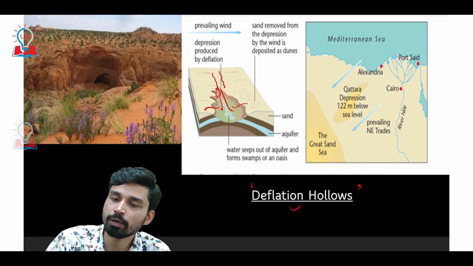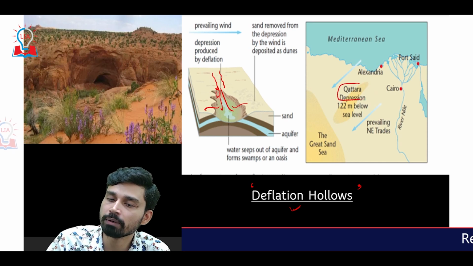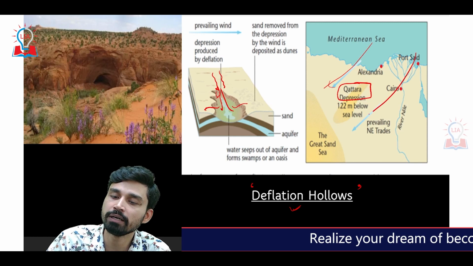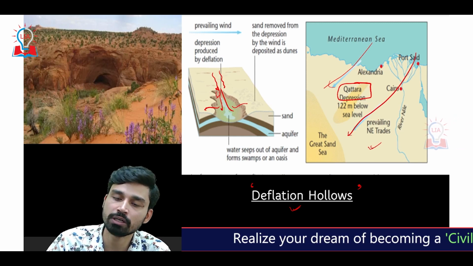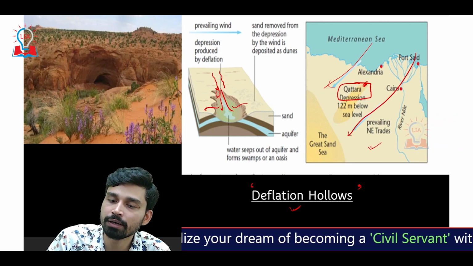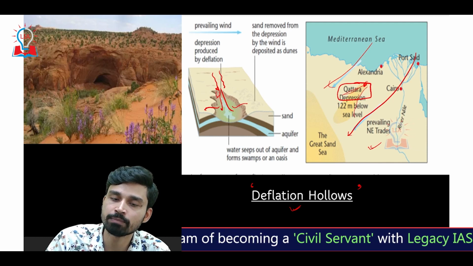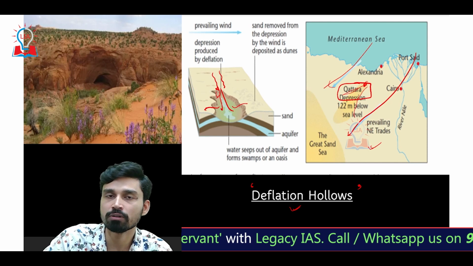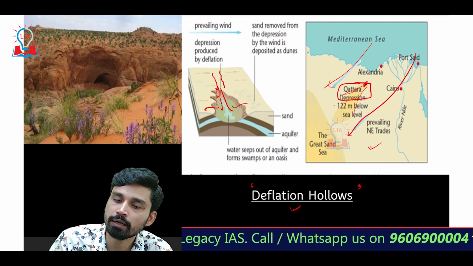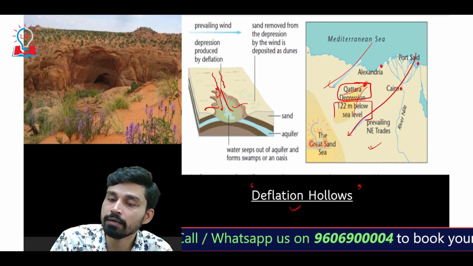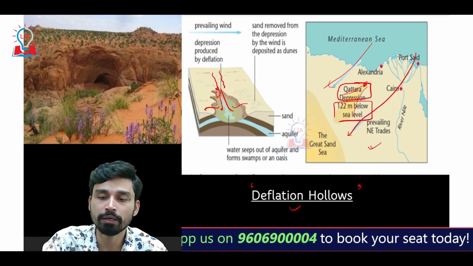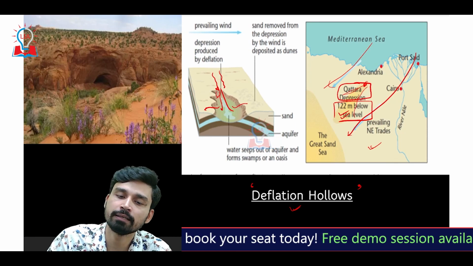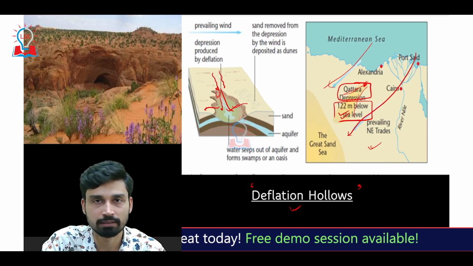For example, if you look at the Qattara Depression, the most notable depression that has developed in Egypt, because the winds are continuously coming from the Mediterranean Sea region, that is the prevailing northeasterly winds, they have created a depression here, and over a long period of time this depression has been continuously hollowed out. A large amount of sand and such material has been removed, and thus today it has attained a depth of 122 meters below sea level. Many times water gets accumulated and collected here, leading to the development of oases in the desert areas.